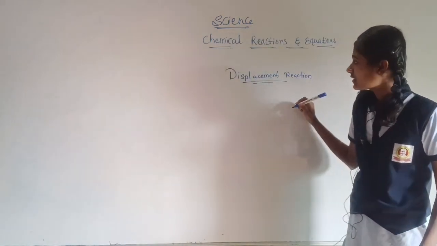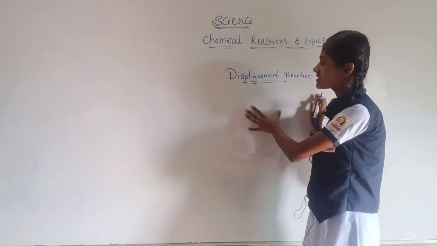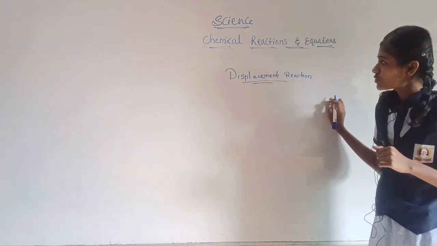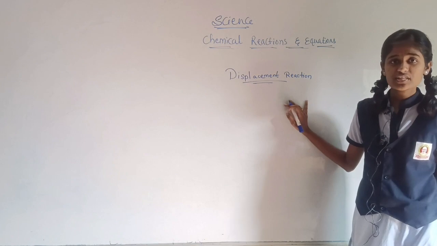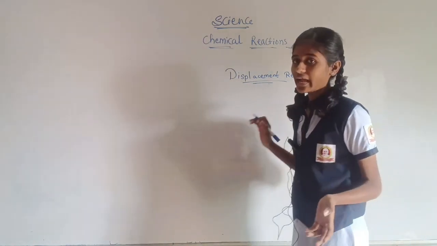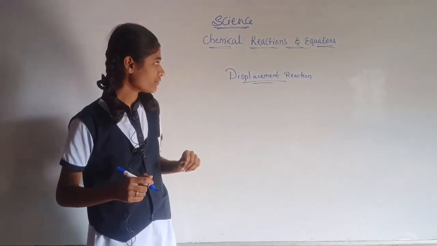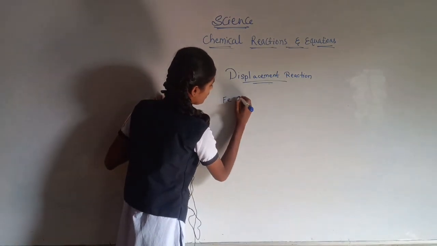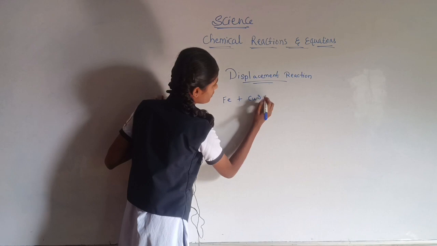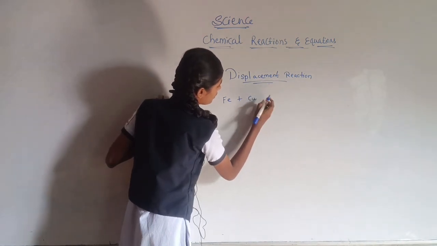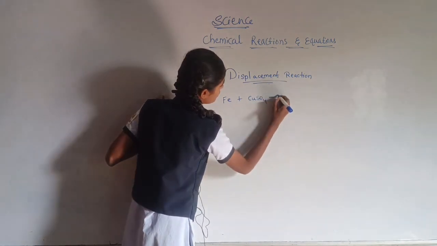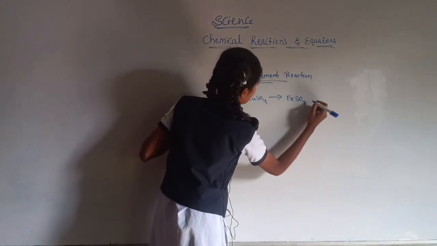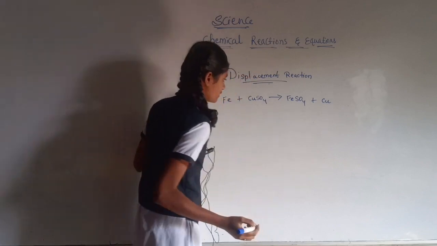So what is a displacement reaction? The word itself says displacement, meaning displace the elements from the compounds. So a displacement reaction is a reaction in which the more reactive element displaces the less reactive element from its compound. For example, iron plus copper sulfate gives ferrous sulfate, or iron sulfate, plus copper.